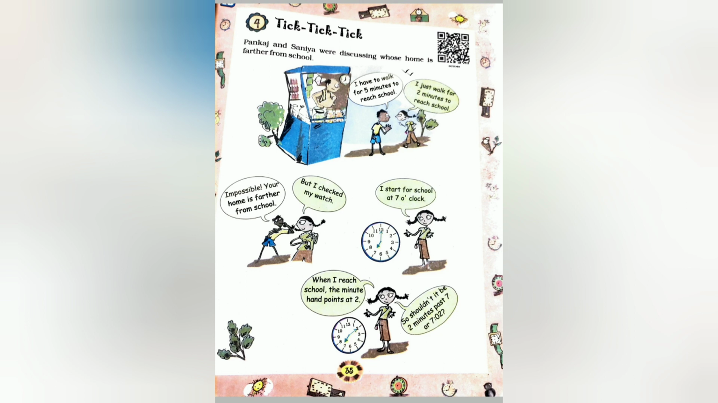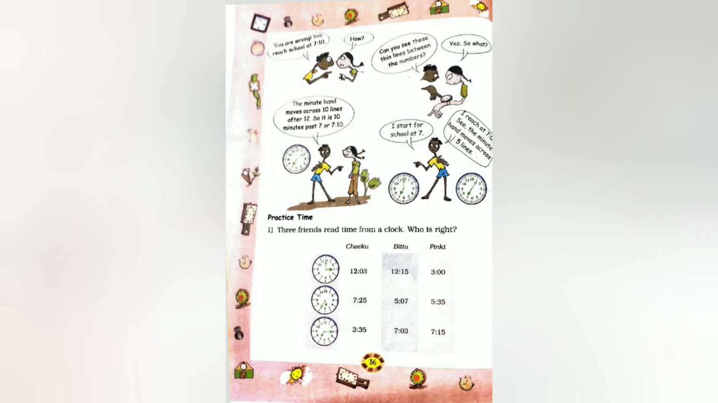But she is mistaken. She is having a mistake in telling the time. She is not able to see that it is 7 o'clock and 10 minutes. And she is just thinking that this is 7 hours and 2 minutes. Now Pankaj said, you are wrong. You reach school at 7:10, means 7 hours 10 minutes.